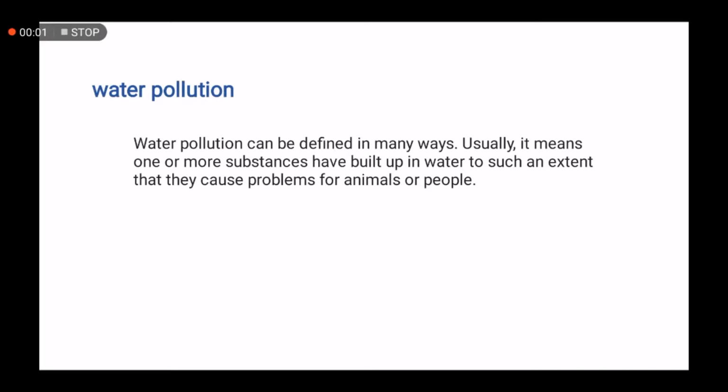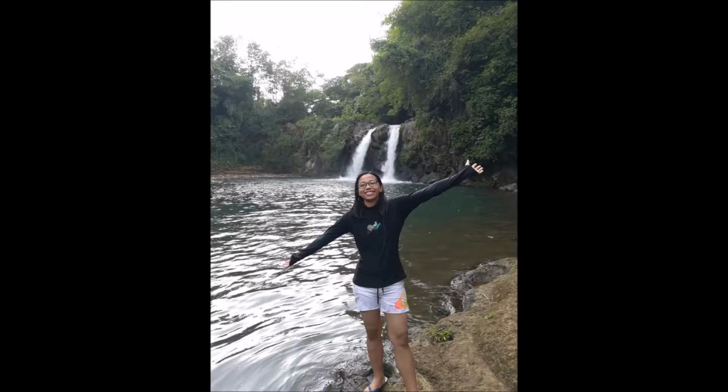Water pollution. Water pollution can be defined in many ways. Usually, it means one or more substances have built up in water to such an extent that they can cause problems for animals or people.